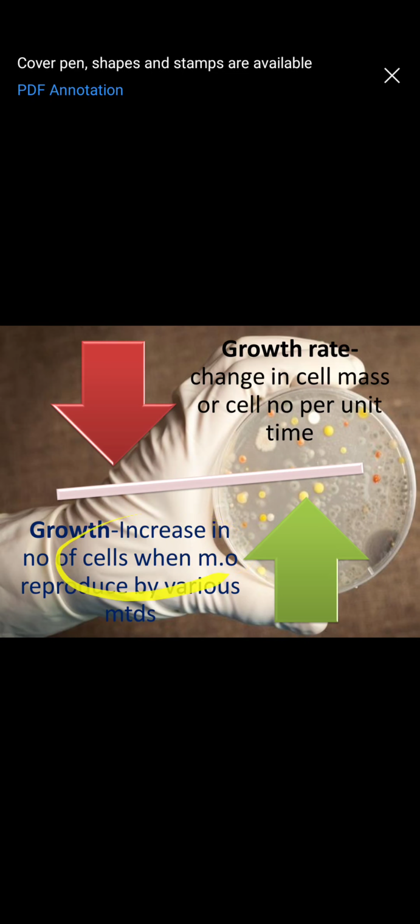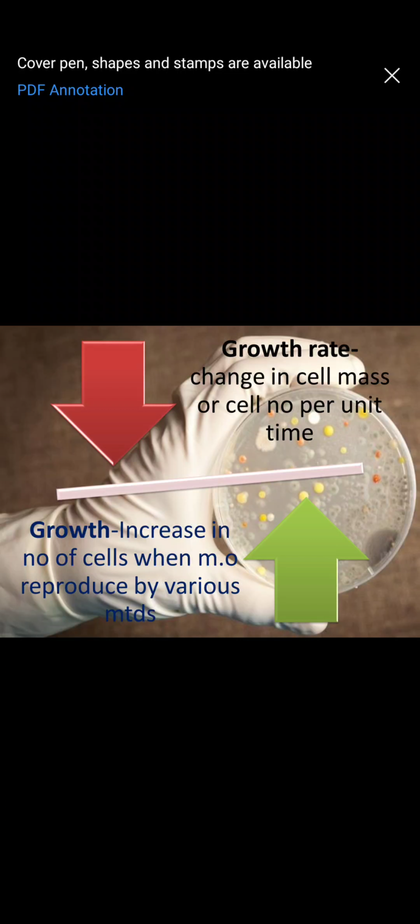If we consider the growth of human beings, plants or animals, it is actually an increase in girth and an increase in length of the individuals. But here, growth for microorganisms means an increase in the number of cells. Here the number is increasing, not the girth of the organism, not the length of the organism. It's the increase in the number of cells.